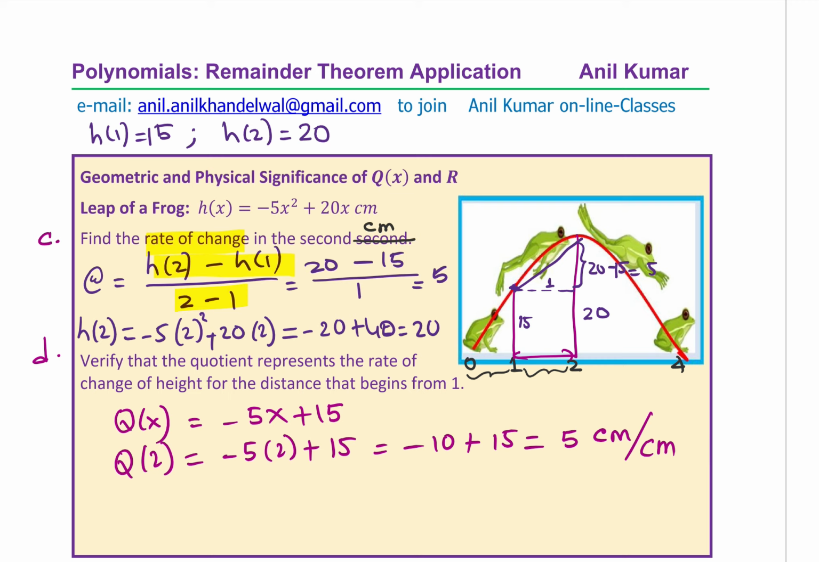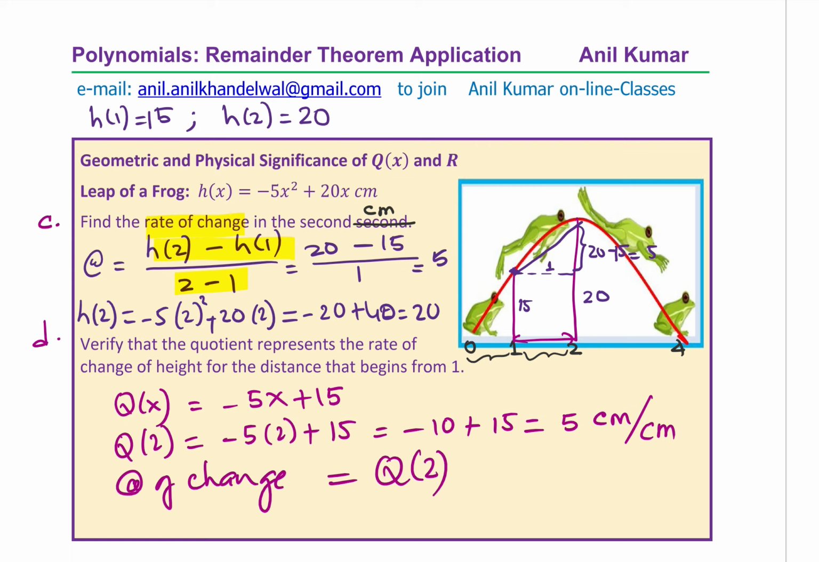And you can see here that the rate of change is equal to the quotient for 2, right? With respect to the first position, which was 1, we divided by x minus 1. So from that position, you get the idea. So that is how we can connect the two things. I hope this concept is absolutely clear.